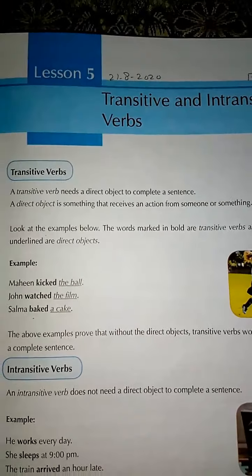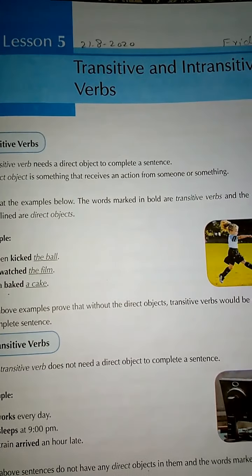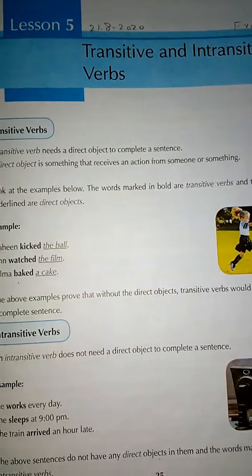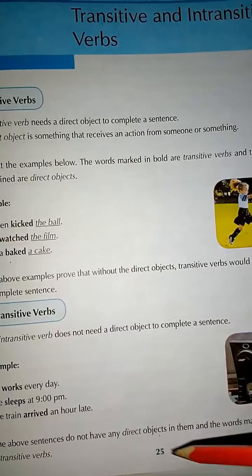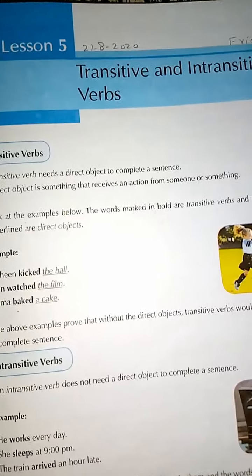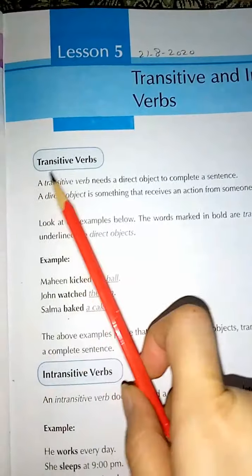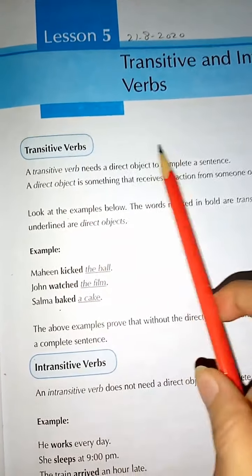Class 7. So students, today we are going to do lesson number 5 of our grammar book, and that is transitive and intransitive verbs. So first of all, mention the date on your page, number 25. Write the date 21/8/2020, and the day is Friday. First of all, we will have a look at transitive verbs. What are transitive verbs?